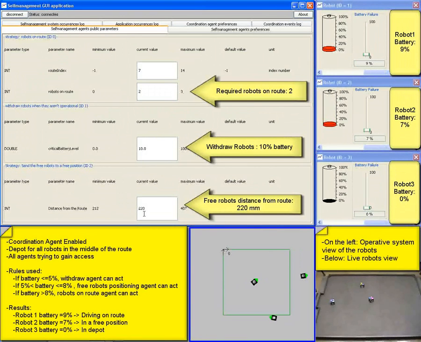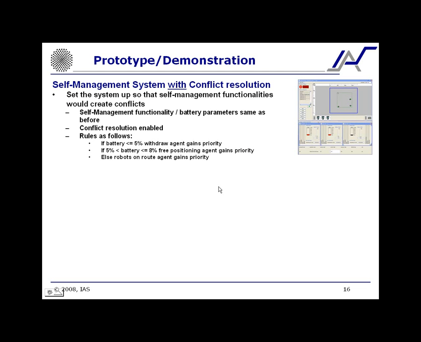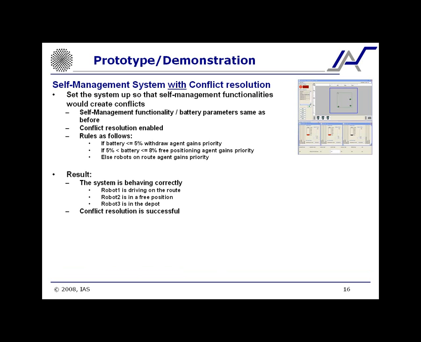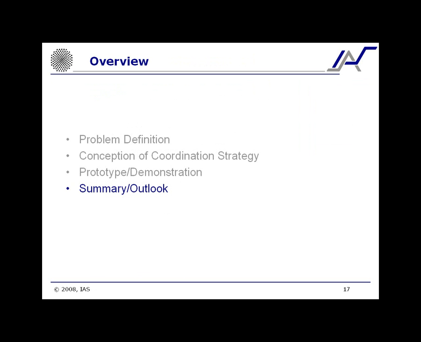In the case of the third robot, we can see that the battery level is 0%. So this rule is valid, and you can see that the robot is in its depot. It's in the middle of the route. So the result of having a self-management system with conflict resolution is the system is behaving correctly. The first robot is driving on the route. The second robot is in a free position. The third robot is in a depot. And we can see the conflict resolution is successful.